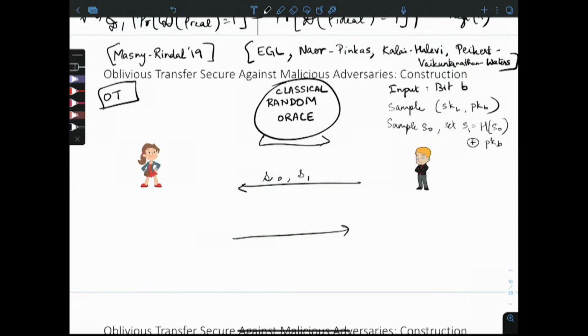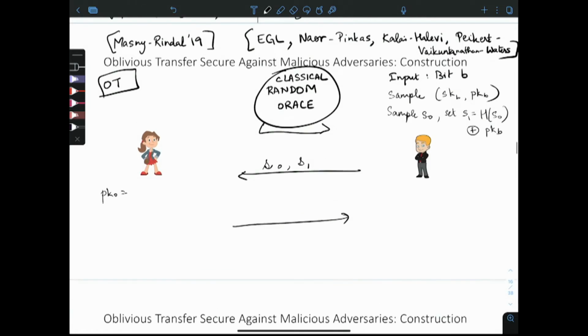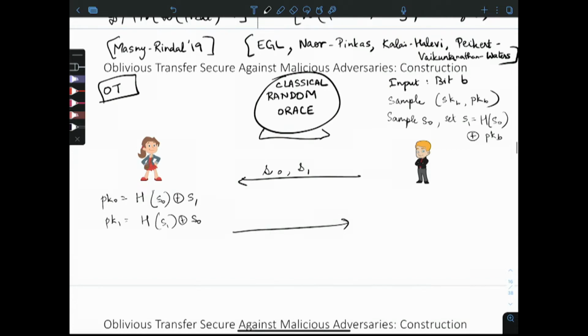What Alice does given these is she computes PK0 as hash of S0 XORed with S1 and PK1 as hash of S1 XORed with S0. So Alice now comes up with two public keys given these two S values which appear completely random to her, and then encrypts both her messages.